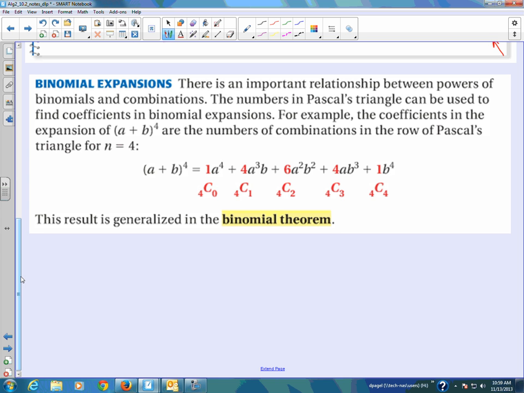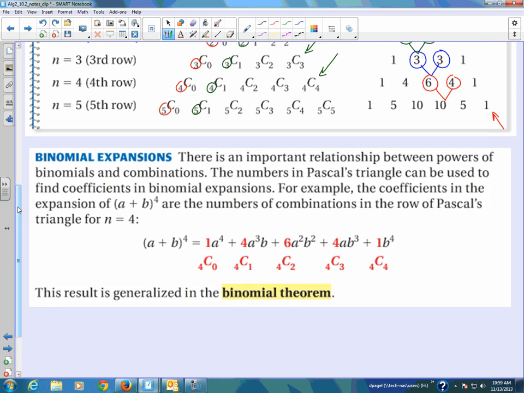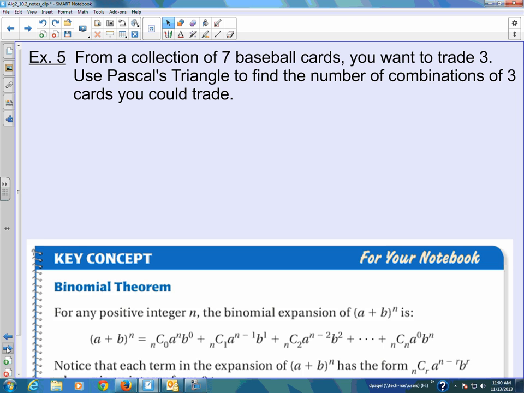Or I could use Pascal's triangle to help me get there. What's important about Pascal's triangle and binomial theorem is that the power tells me what row you are in. Once you know what row you're in, then you use the numbers in Pascal's triangle to begin the process of expansion. So let's try this with some of our examples here. We'll start out with an easy one, and then we'll get to some that are a little more complicated.